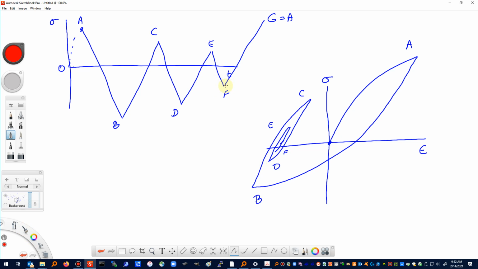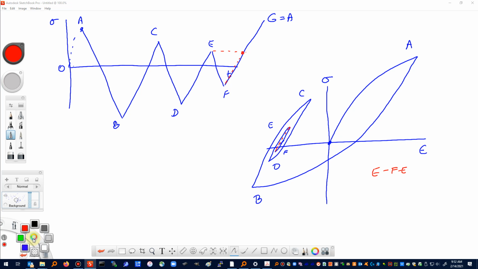Now, when we go from F all the way to A, we start going up here, and when we hit this value that corresponds to here, that's that point right here. Now we've closed off a hysteresis branch, E, F, E. When we do that, it's kind of like this excursion from here to here to here doesn't even exist anymore.